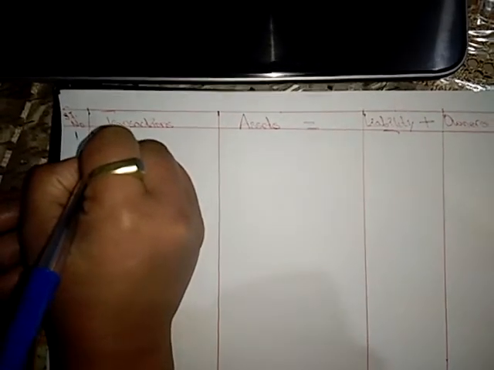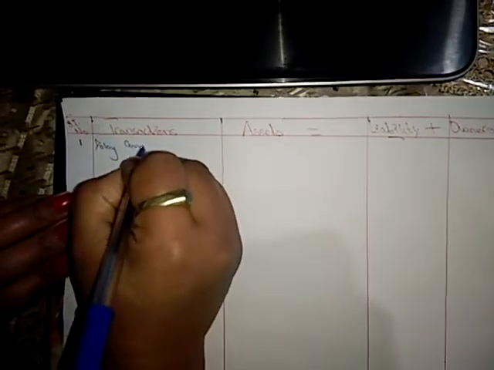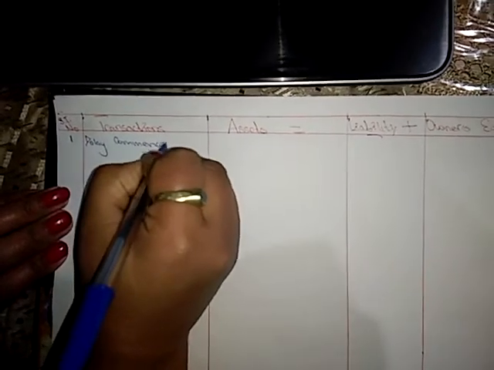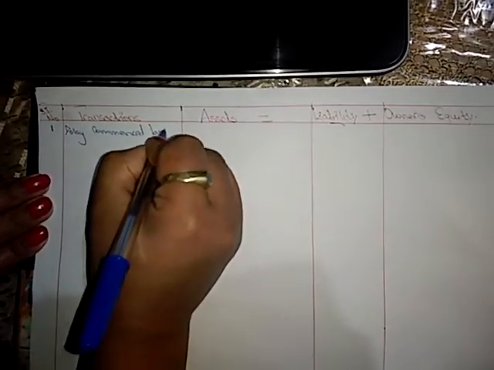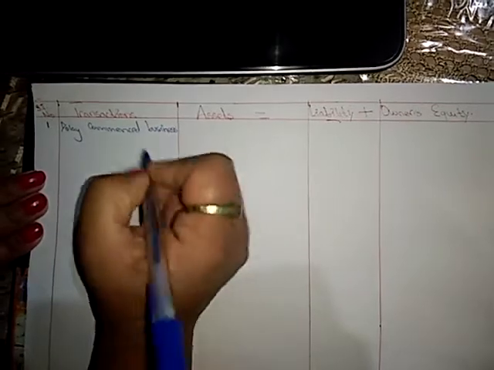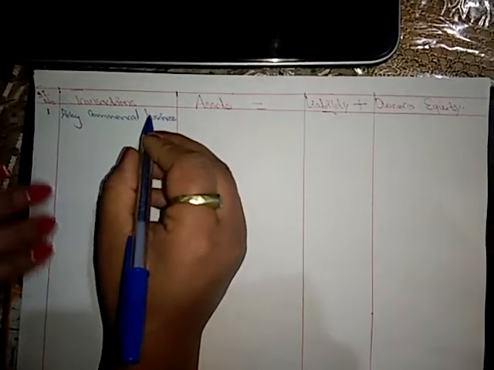First, you have to write number 1. You have to copy what's there in the question. So you just write Dole commenced business. He commenced business with cash 5 lakhs.